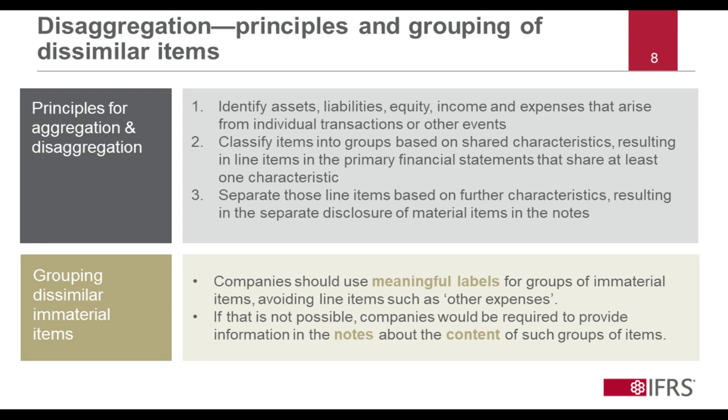And so in those cases, companies would be required to provide more information about the contents of these items labeled as other. So for example, when such a balance is made up of a number of immaterial items, then an entity could disclose that fact and the nature and amount of the largest item, for example, because that would give users insight into the underlying information and how the company has applied materiality.